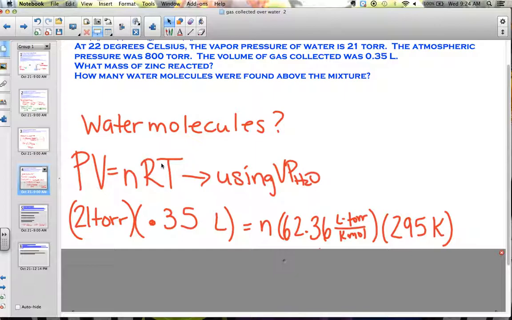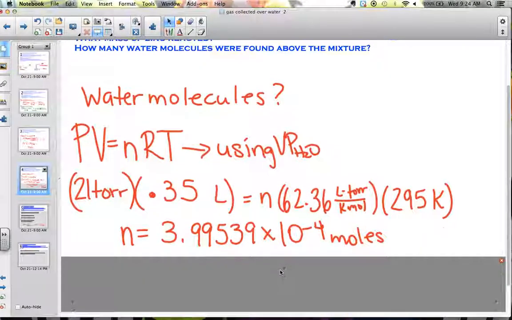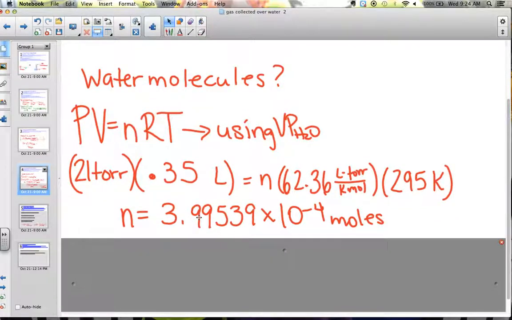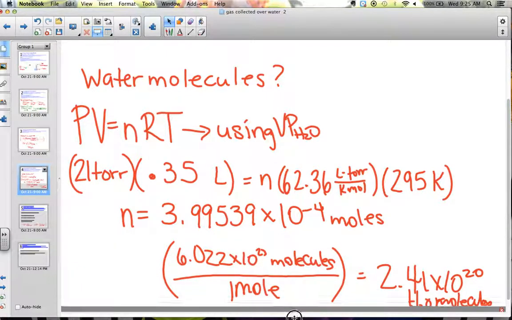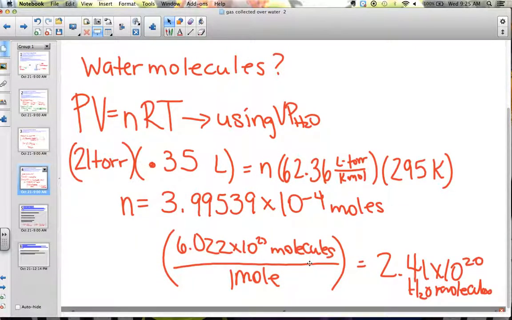Again, because the vapor pressure was in torr, we use the 62.36 value from the reference table, convert our Celsius temperature to kelvins, use the same volume because the water vapor is in the same volume as the hydrogen gas, and we get 3.99539 times 10 to the minus 4 moles. If we wanted moles, we would make that 4.00 times 10 to the minus 4, but they want molecules, so then we multiply by Avogadro's number over 1 mole, and we get 2.41 times 10 to the 20th water molecules above the mixture.